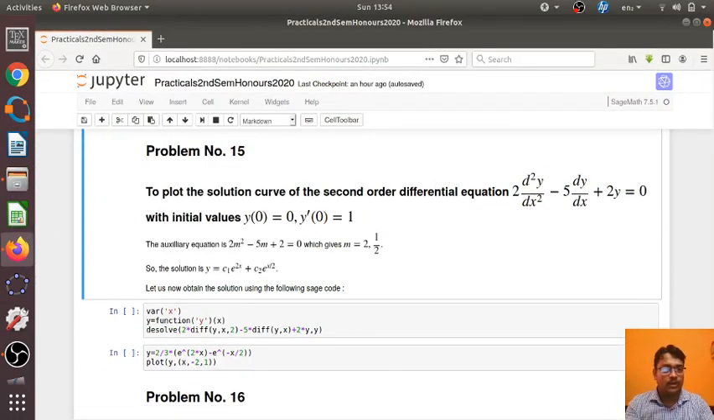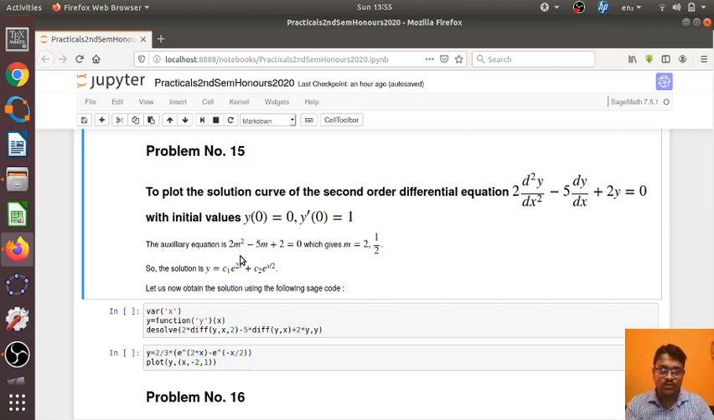This is problem number 15. To plot the solution curve of the second order differential equation 2 d²y/dx² minus 5 dy/dx plus 2y equal to 0 with initial values y(0) equal to 0, y'(0) equal to 1. So I have given some initial values. In theory we may write this part.